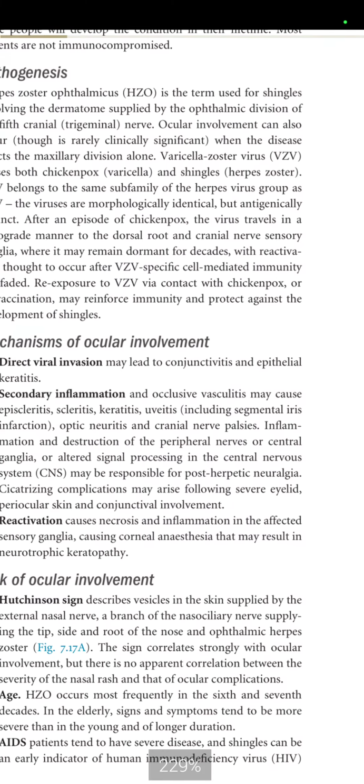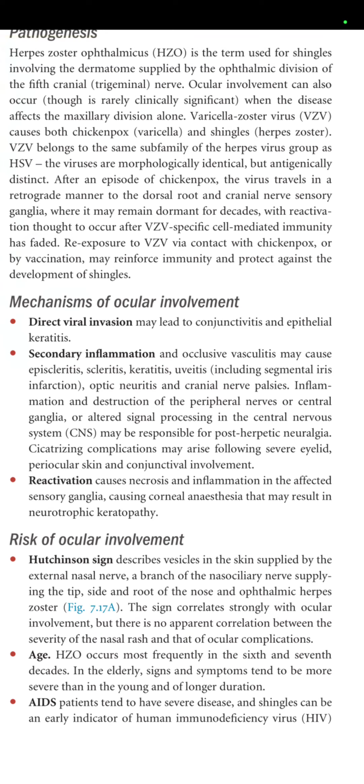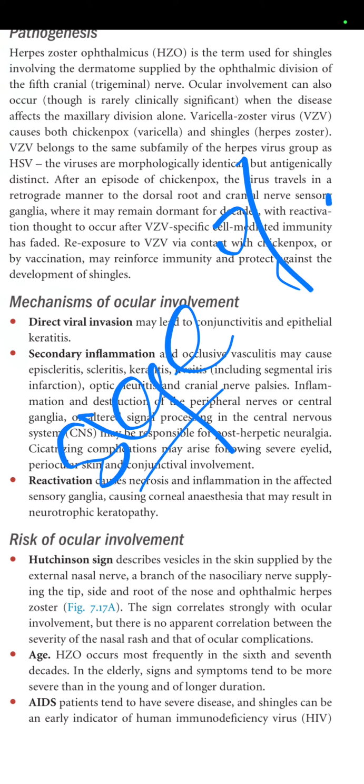Age is a very important risk factor. Herpes zoster ophthalmicus occurs frequently in the 6th and 7th decade. In the elderly, signs and symptoms tend to be more severe than in the young and of longer duration. So as in any case, age is a very important risk factor for any kind of disease. Age is also important in herpes zoster ophthalmicus keratitis.